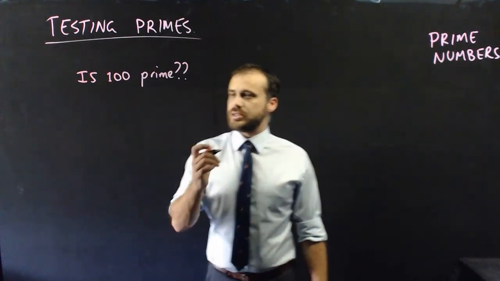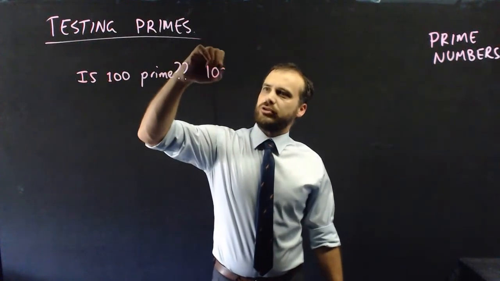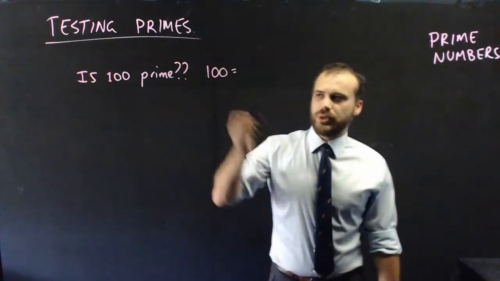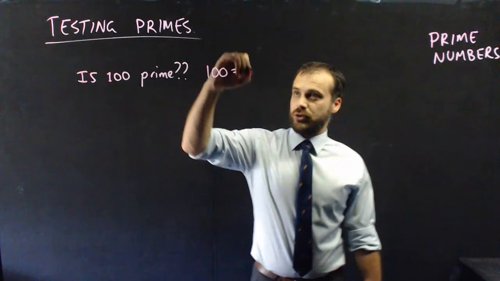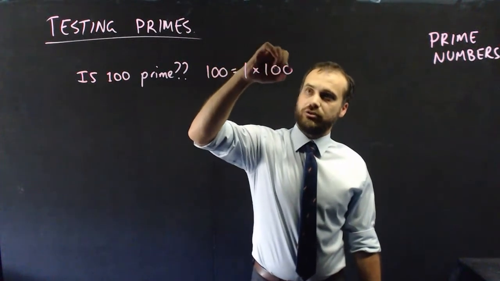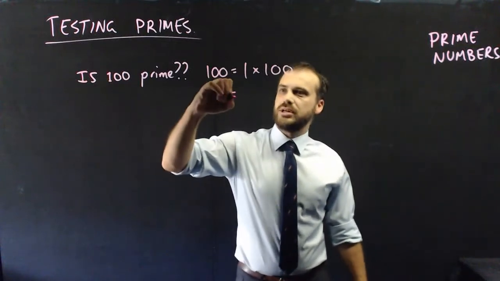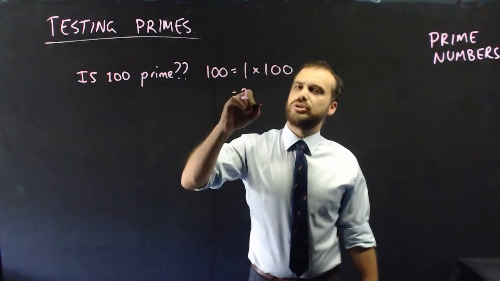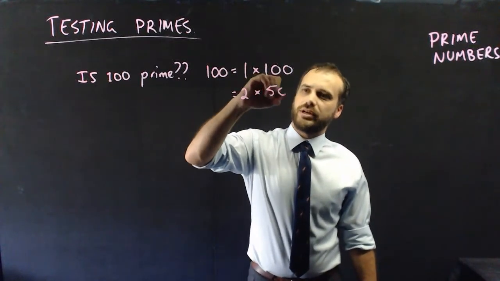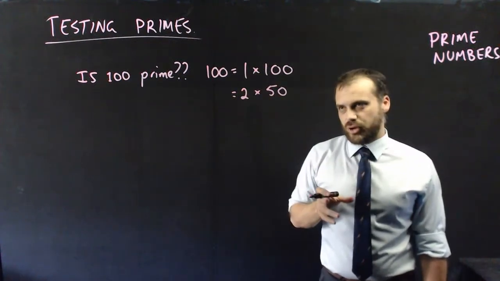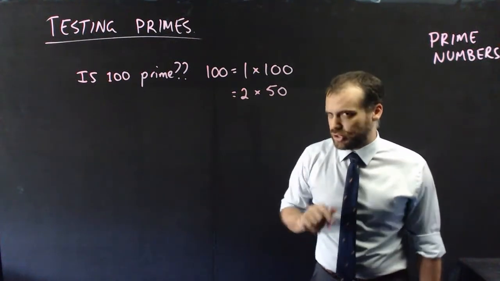Alright, so I need to ask myself, well, 100, what's that equal to? Well, I've got 1 times 100. And if that's all it was equal to, then that would be prime. But I have something else. What about the number 2? 2 times 50. Okay, so I already know it's not prime. But I'm going to keep working down because I want to show you something.